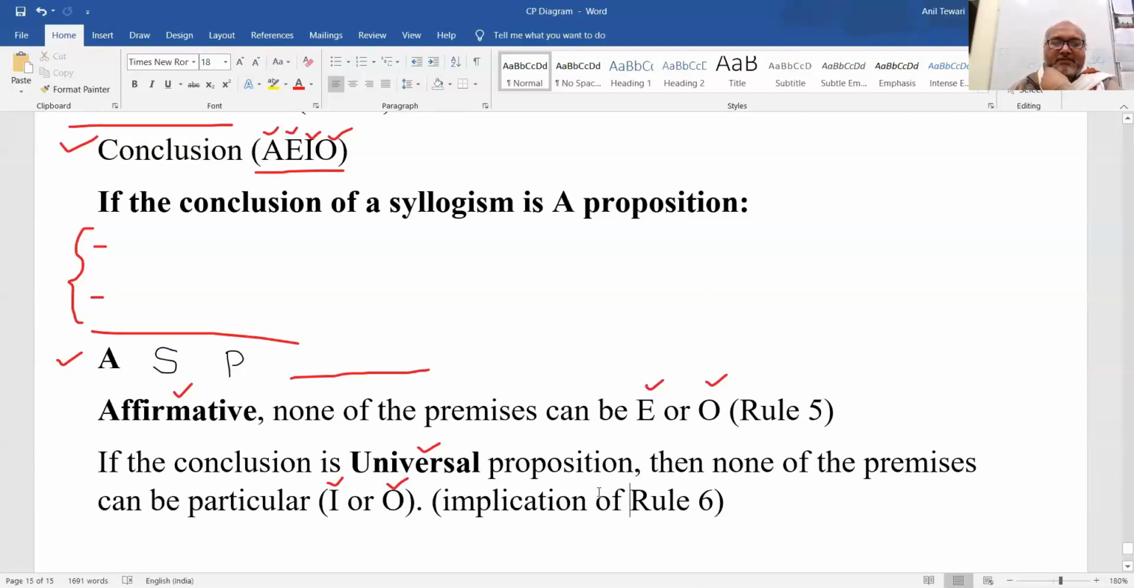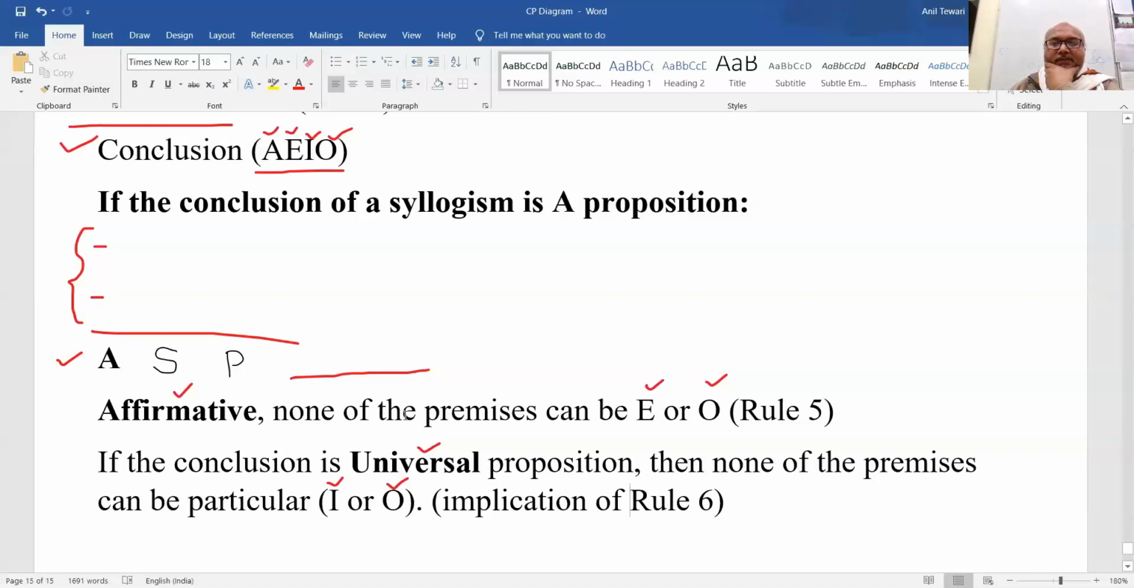By implication, you can also say that if your conclusion is universal, there cannot be any premise which is particular, because a particular conclusion can be drawn only when one of the premises is particular. It is like negative premise, in fact, for all practical purposes. If one of the premises is negative, the conclusion has to be negative. Similarly, if one of the premises is particular, then conclusion has to be particular. And if conclusion is universal, which indicates that none of the premises can be particular.